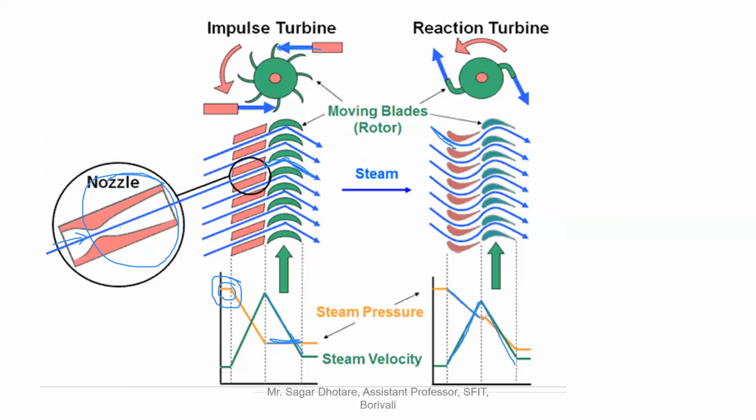But here it is not like that. As soon as the steam passes from the fixed blade over the moving blades, the pressure suddenly drops down there as well. So the steam pressure is continuously dropping in the case of the reaction turbine, but in the case of the impulse turbine, the velocity drops when the steam passes over the blades, but the pressure will be the same throughout the process.